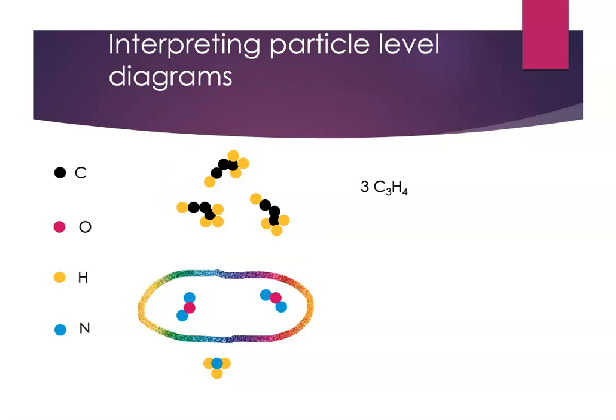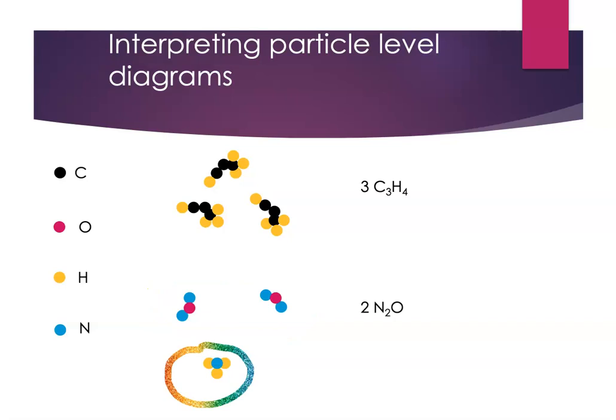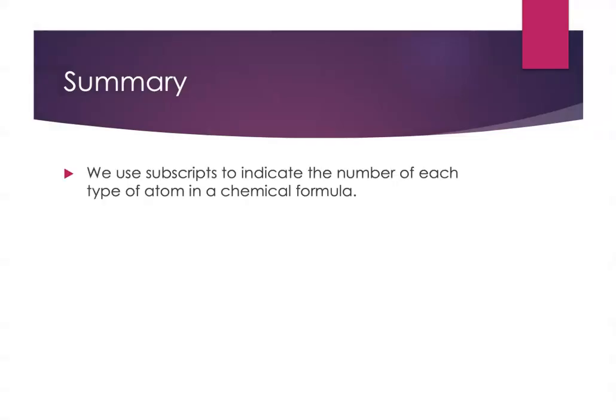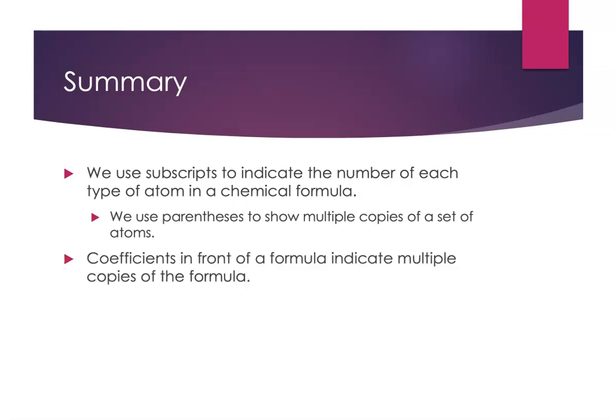If I look at the next set of molecules, they've each got 2 blue atoms and 1 red atom. So 2 nitrogens and 1 oxygen. And there's 2 copies of that. So I'm going to write 2 N2O. And then down at the bottom, I've got 1 lonely little molecule with 1 nitrogen atom and 3 hydrogen atoms. That's NH3. So in summary, we use subscripts to indicate the number of each type of atom in a chemical formula. We can use parentheses to show multiple copies of a set of atoms within a formula. We can use coefficients in front of the formula to indicate multiple copies of that formula.